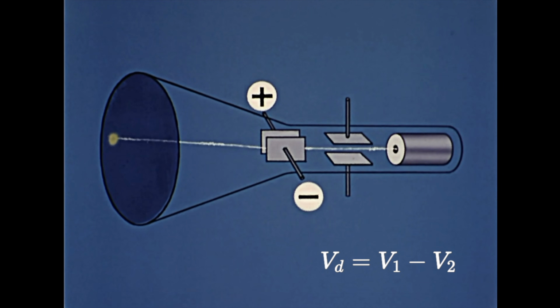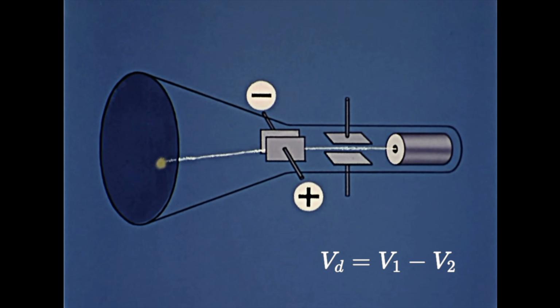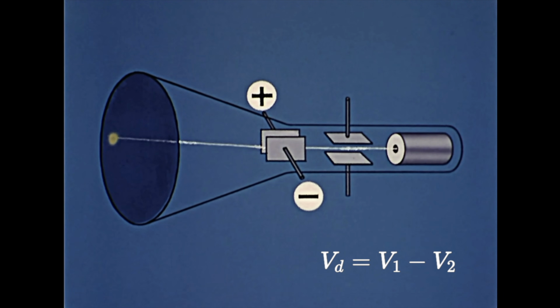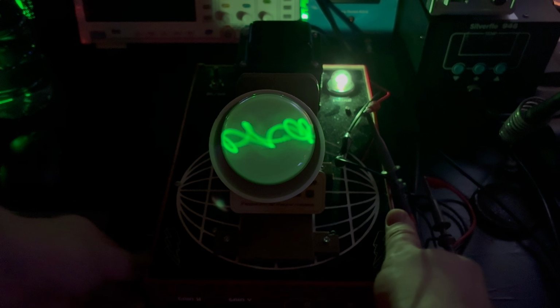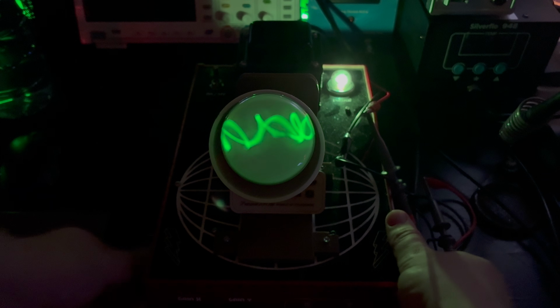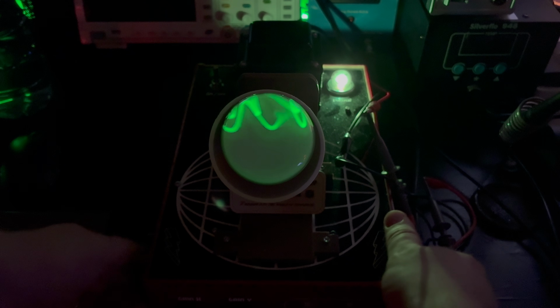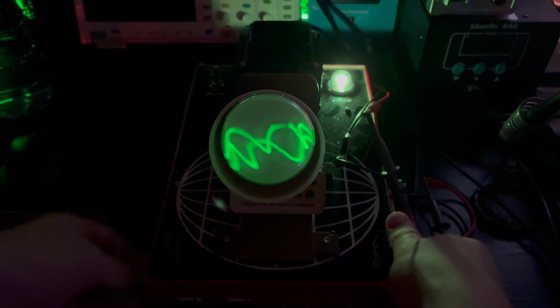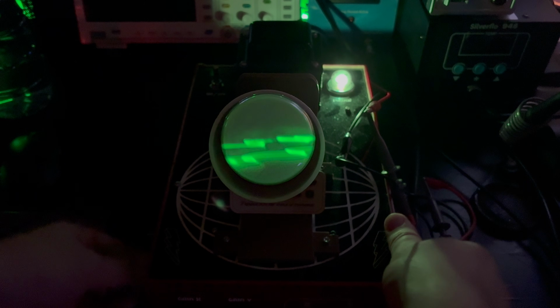What matters is not the voltage of one plate relative to ground, but the difference between the two plates. If both plates are equal, there is no electric field, and the beam doesn't move. That's exactly what the centering controls are doing. They're introducing a small DC imbalance, shifting the beam to the desired position.